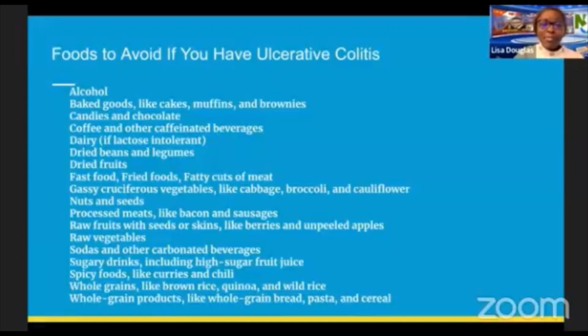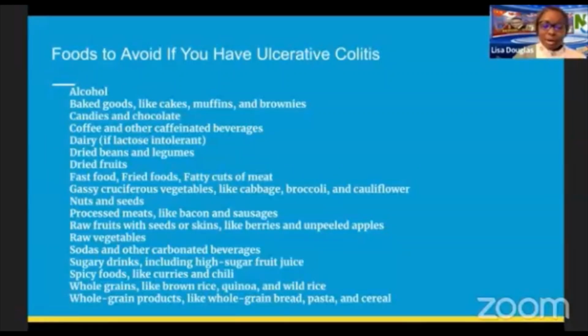Coffee and other caffeinated beverages, dairy if you're lactose intolerant, dried beans, legumes, fast food, fried foods, fatty cut meats, gassy, cruciferous vegetables like cabbage, broccoli, cauliflower, nuts and seeds, processed meats like bacon and sausage, raw fruits with seeds or skins like berries and unpeeled apples, raw vegetables, sodas, other carbonated beverages, sugary drinks, including high sugar fruit juice, spicy foods like curries and chili.